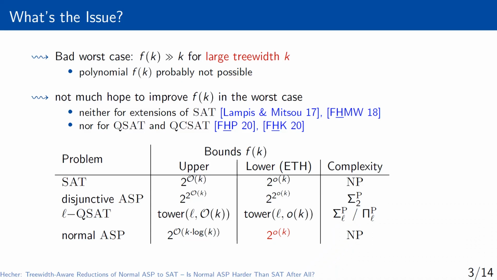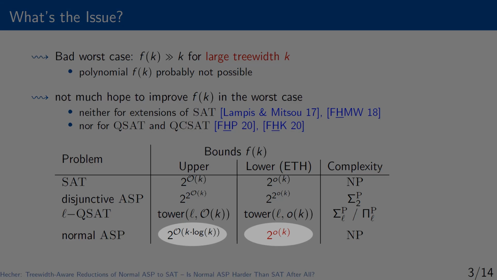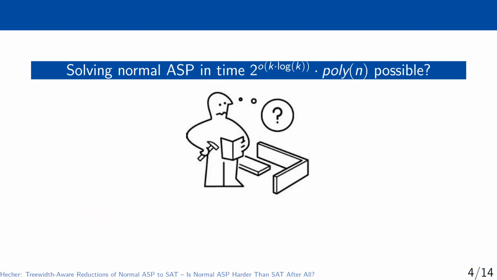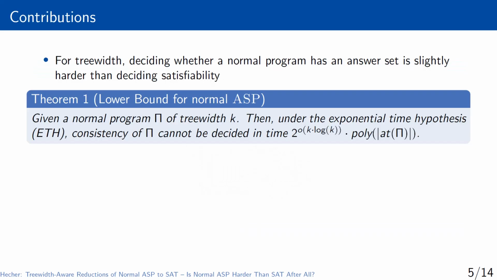So what about normal ASP then? The known upper bound is slightly super exponential in the treewidth, which doesn't fit the lower bound under reasonable assumptions. So can we improve the known upper bound? Can we solve normal ASP in time better than slightly super exponential in the treewidth? No, unfortunately, this is not possible under reasonable assumptions. And that's the focus of this work.